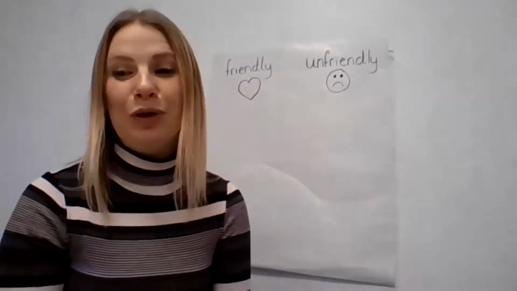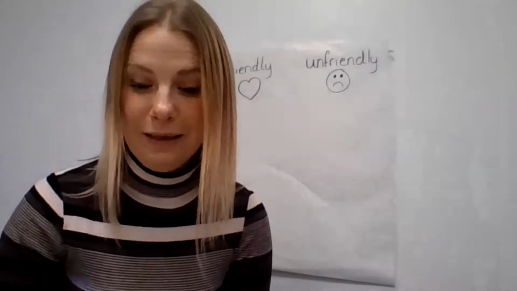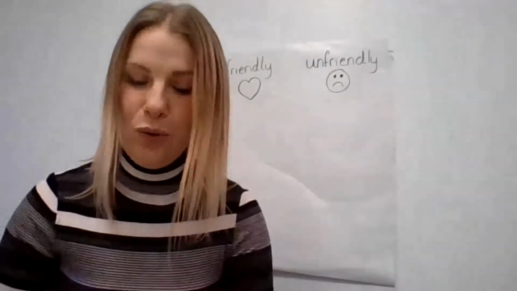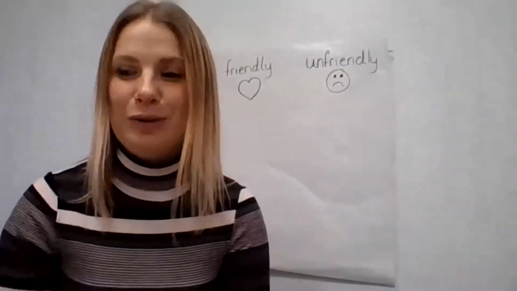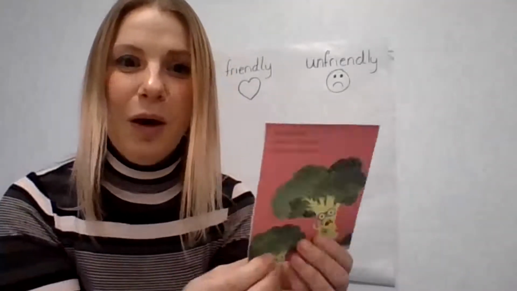I'm going to show you a picture from our story, and you're going to tell me if it's a friendly choice or if it's an unfriendly choice. Let's have a look at my first picture. Look. Pause the video now and tell your grown-up what's happening in our first picture. That's right, in our first picture, the evil pea has drawn on the broccoli's face.